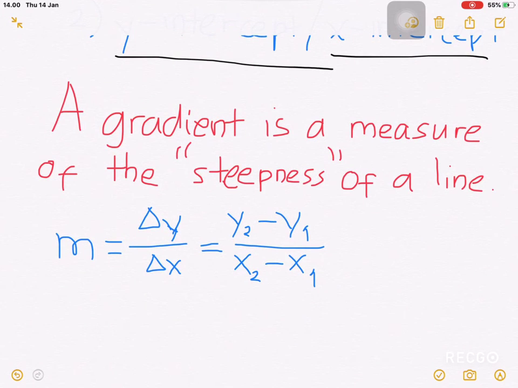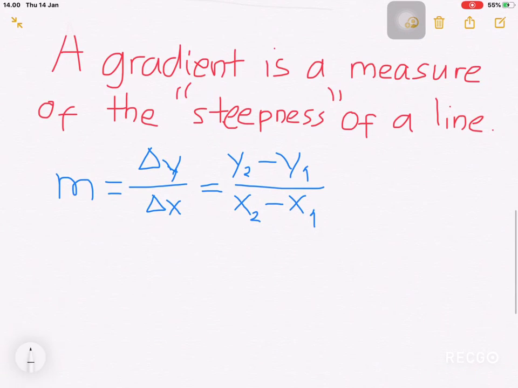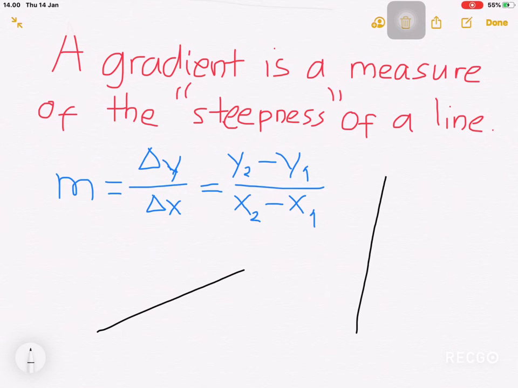A gradient is a measure of the steepness of a line. Assume that we have a line like so. The gradient will help us to measure how steep this is, and of course this is not really steep at all, but if you have something like this, this is a very steep line.